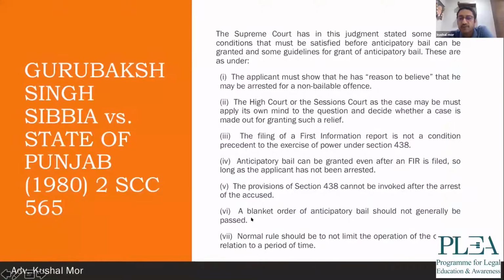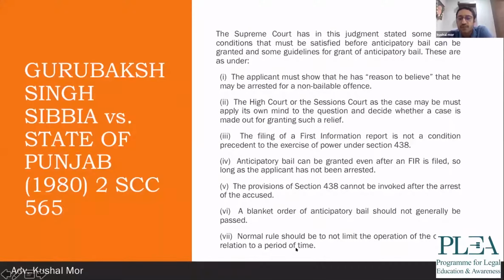Blanket order of anticipatory bail should not generally be passed. This is important, meaning to say that it should be relating to a particular complaint at a particular police station. So whenever you are seeking anticipatory bail, it cannot apply omnibus to all the police stations or across the country or across the state. No, it will apply to a particular complaint filed with a particular police station. So either you give the FIR number or you say that a complaint made by so-and-so person. So you will get relief in respect of that particular complaint. So it cannot be blanket.